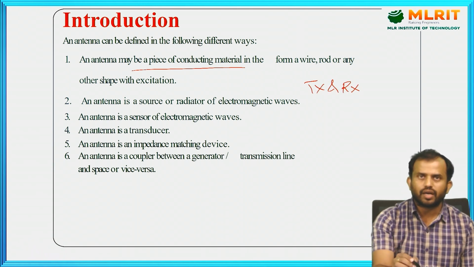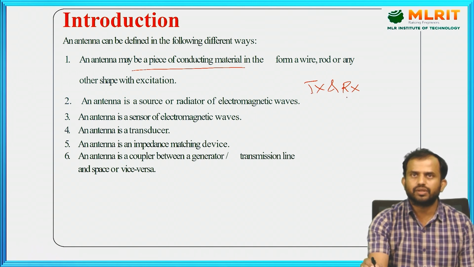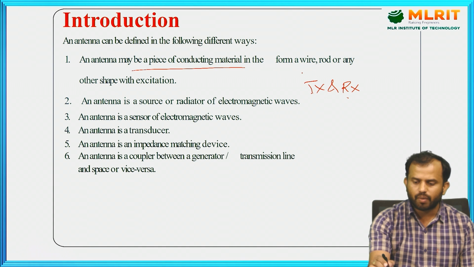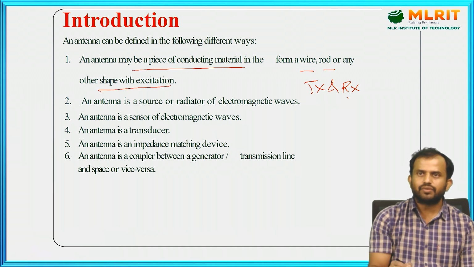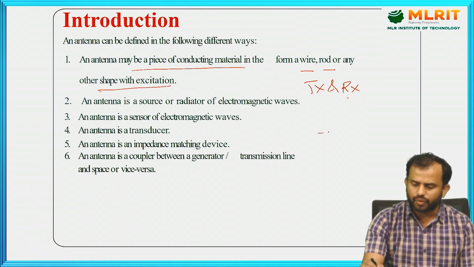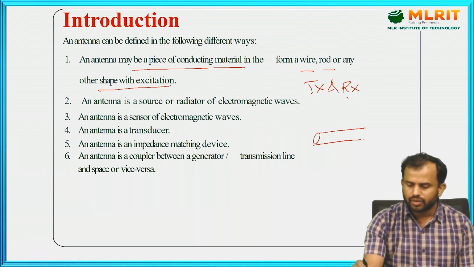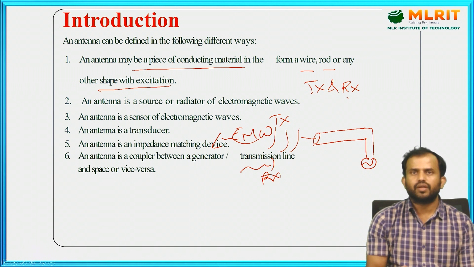While conducting with any kind of connecting material, it should transmit the information as well as receive the information. That could be in the form of a wire or a rod or any other shape. As we discussed in the previous slide about wire antennas, any kind of copper wire, any kind of dipole mechanism, acts as a transmission kind of signal. It transmits electromagnetic waves, or else it receives electromagnetic waves.